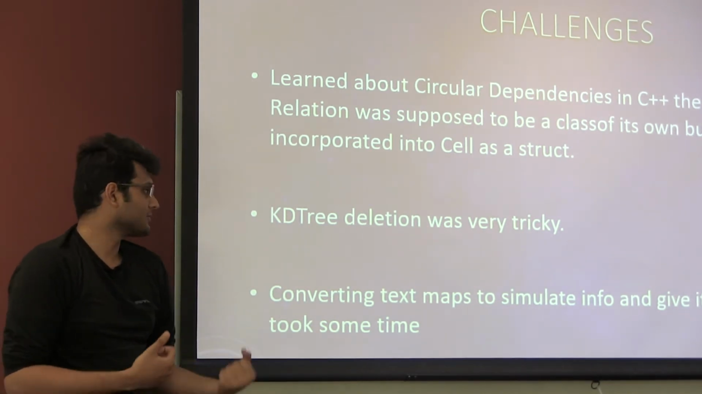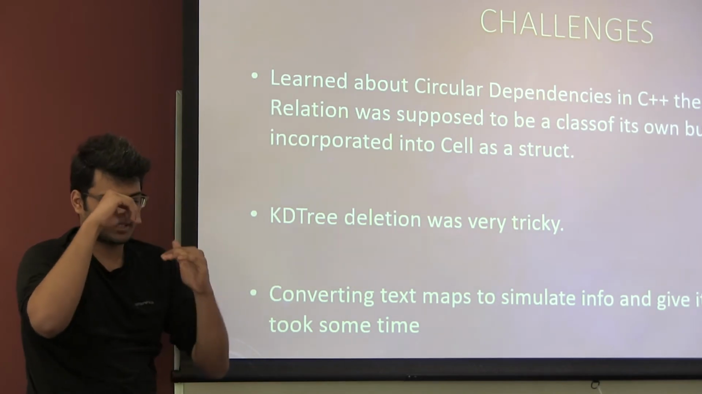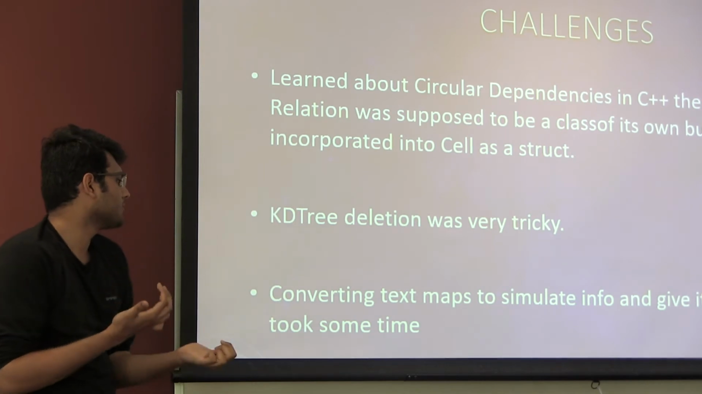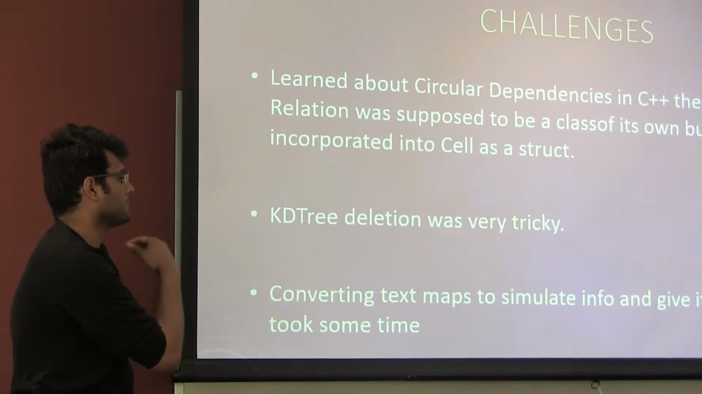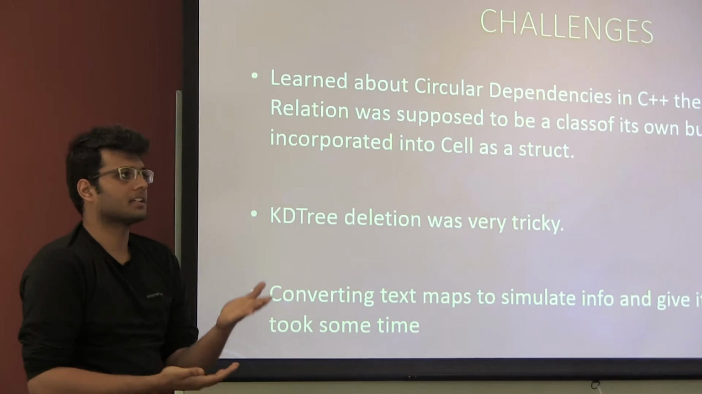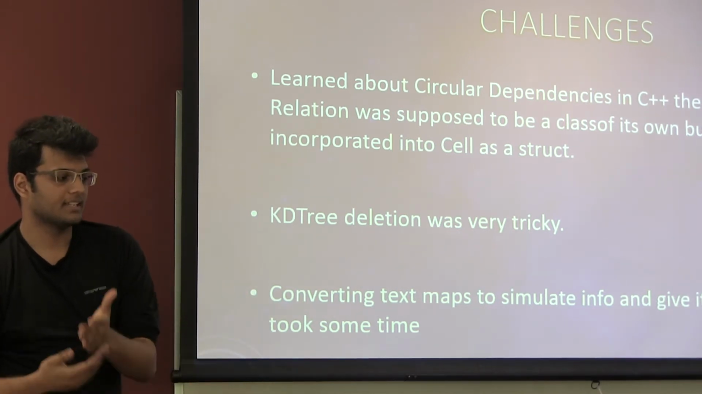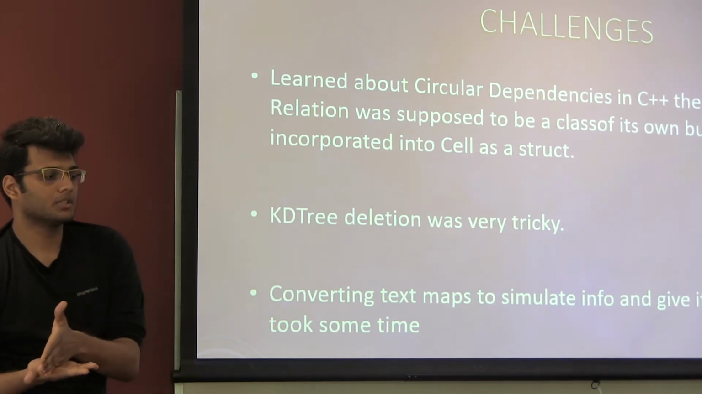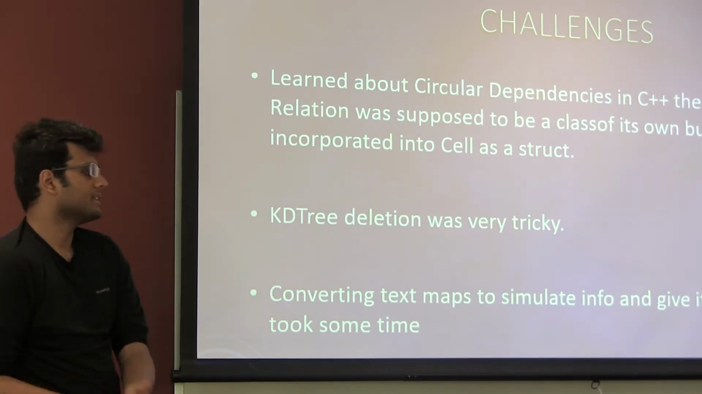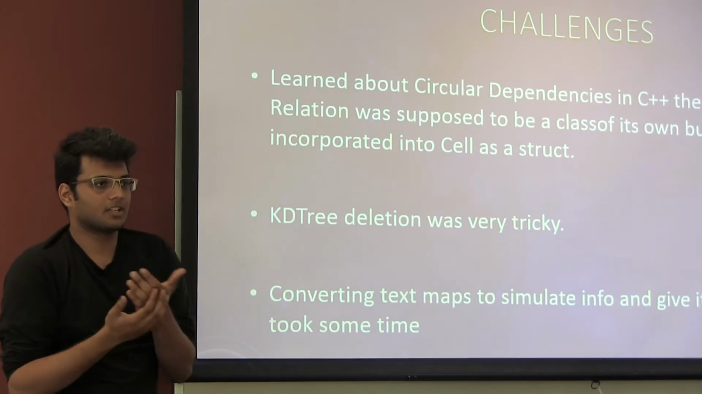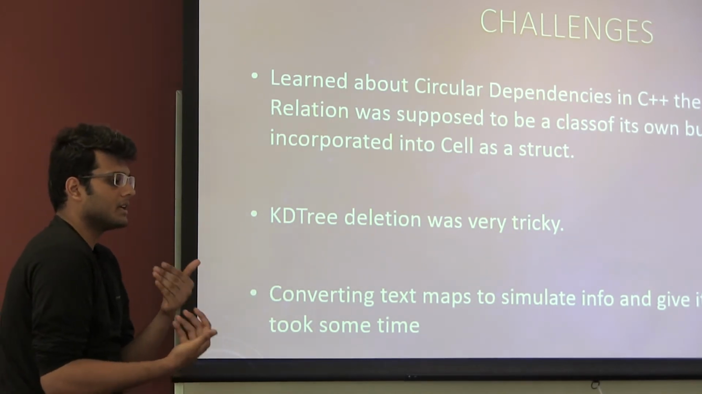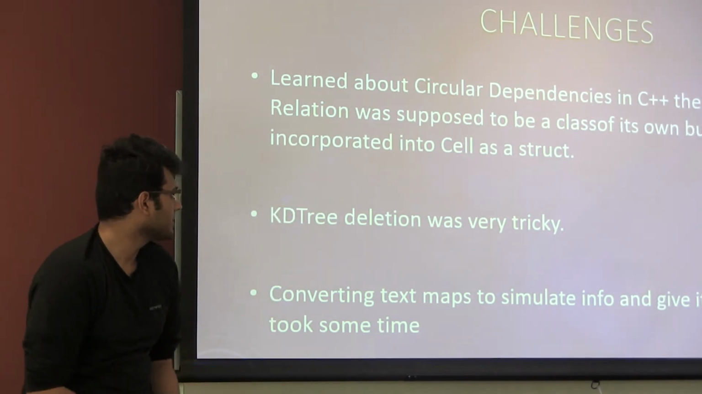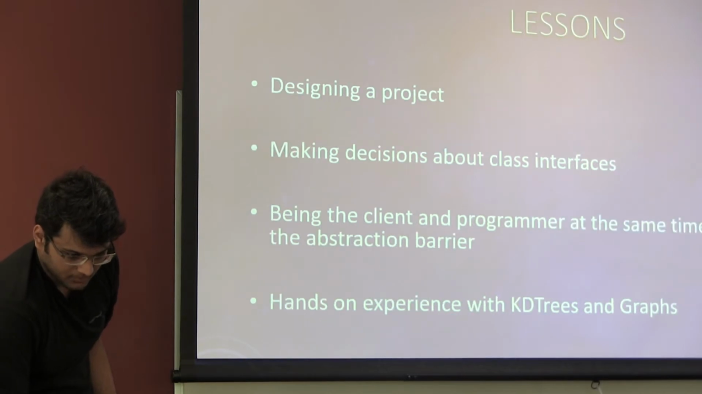KD deletion was trickier because you have to consider X and Y, and if it's X, then it's another way, and Y another way. And converting text map to simulate info was also a challenge. I had to convert the text map into the cells, give the text map into the space packets, give the space packets to Naqsha, and then it converts into cells. But then to represent the thing back, to check that it has gone back properly, it converts those cells back into a map so that I know that they are the same. So that bit took some time. And those were the three things that I worked on.